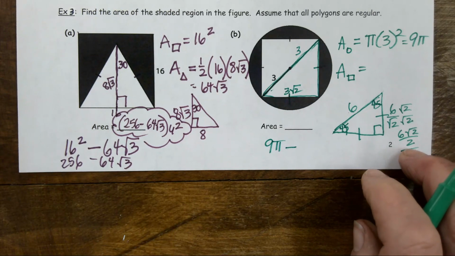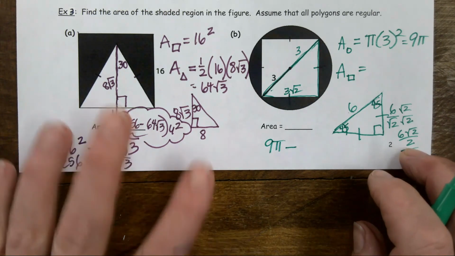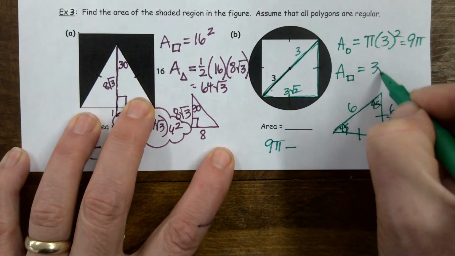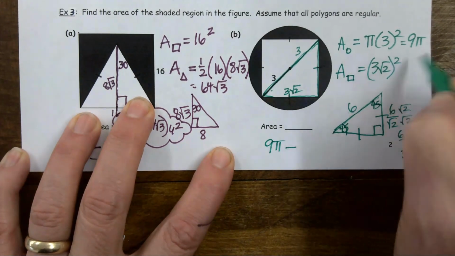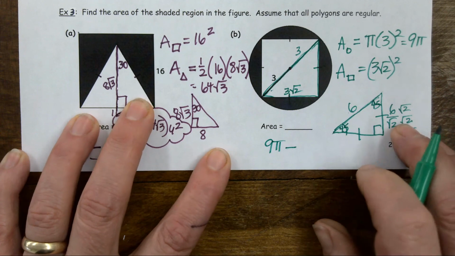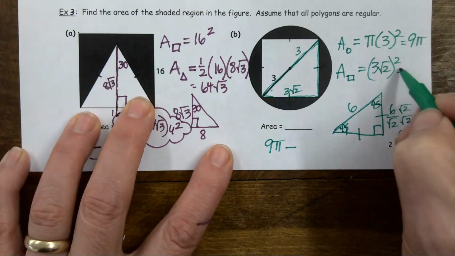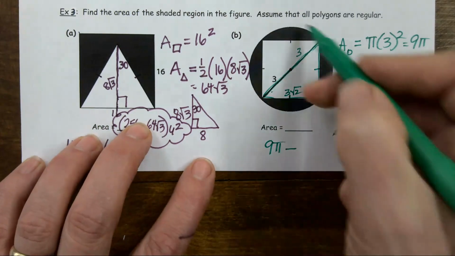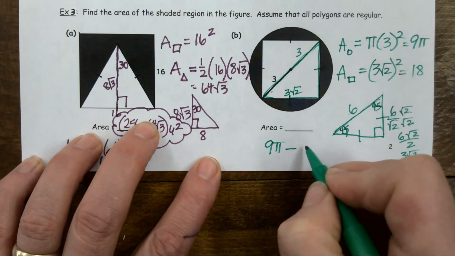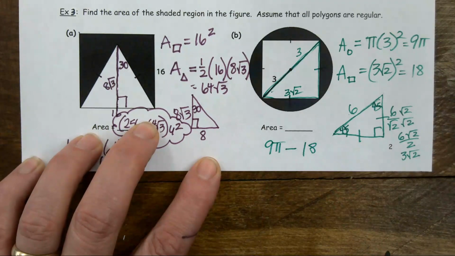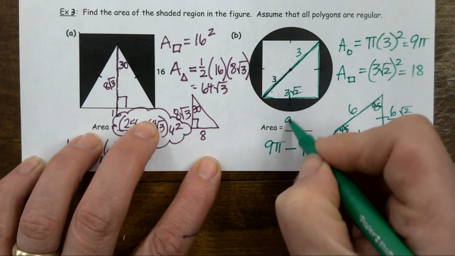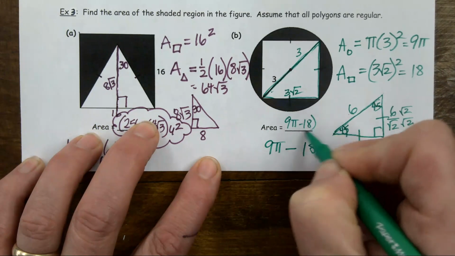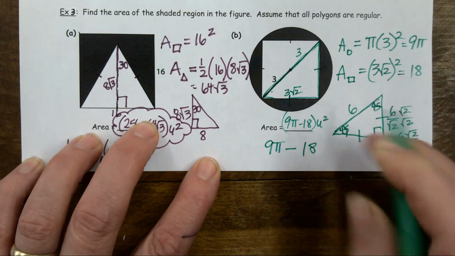What's the area for a square? 18, because you did 3 times the square root of 2 squared, right? Or times itself. 18. So I'm going to do the circle, 9 pi, minus the square, 18. So I write this as 9 pi minus 18 units squared.